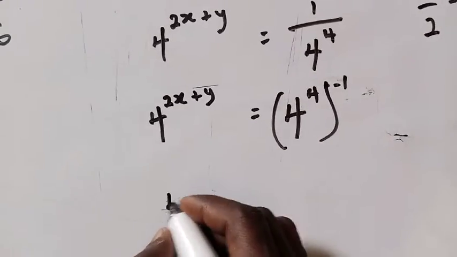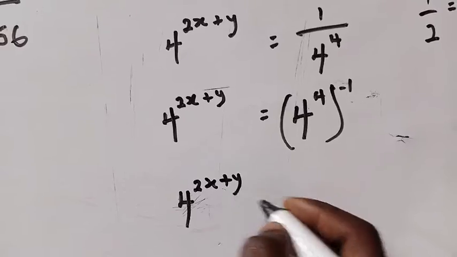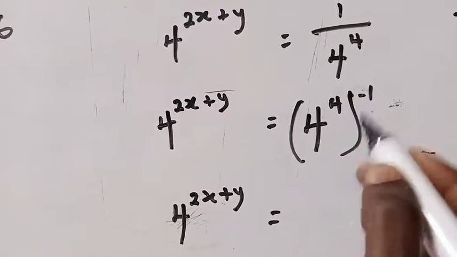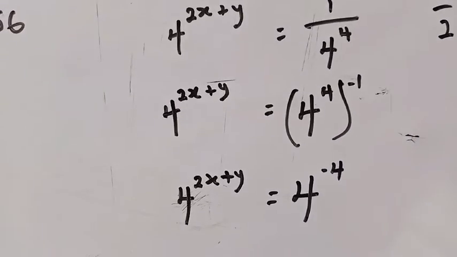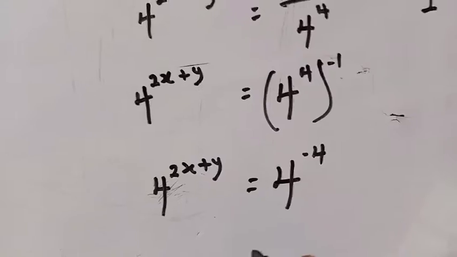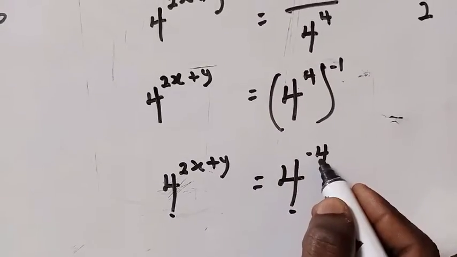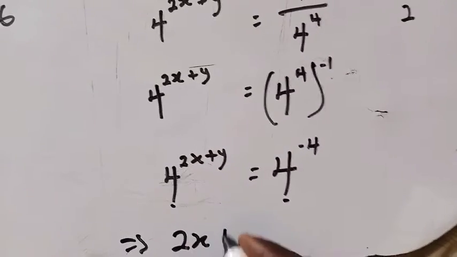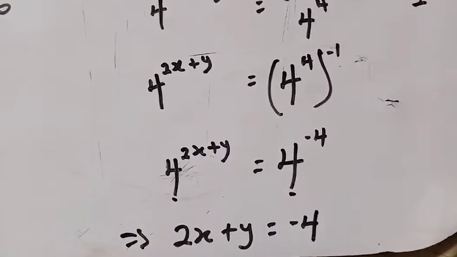Now we can proceed here and say that we have 4 raised to the power 2x plus y, that is equal to, the exponents are multiplying, right? So we have 4 raised to the power negative 4. Boom, we are there, right? This is where we are heading towards. Once we have the bases to be the same, we can easily equate the exponents. So this implies that we have 2x plus y equal to negative 4. Is that okay?